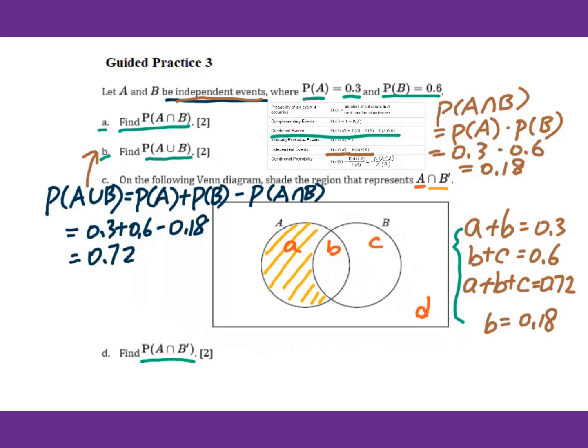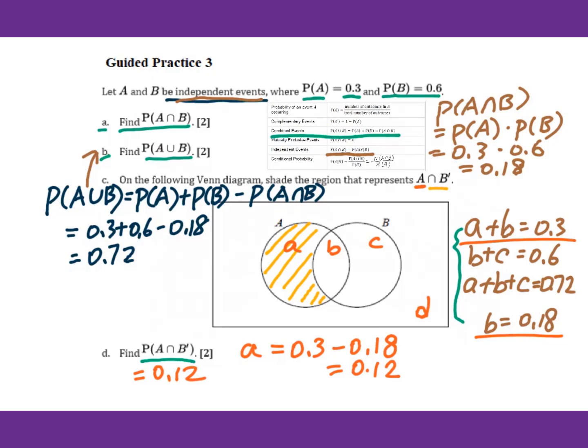This is the information we already figured out from the earlier parts and the given information. But we are looking for A basically. We can use these two. So we have 0.3 minus 0.18, that equals 0.12. So this will be 0.12.